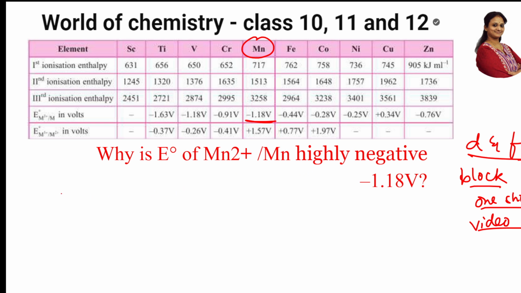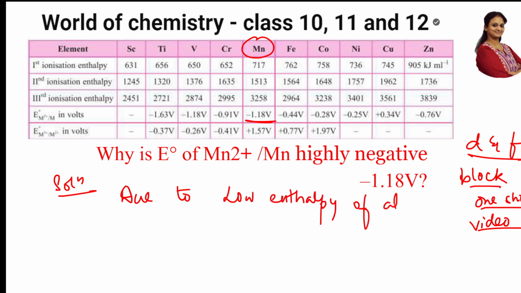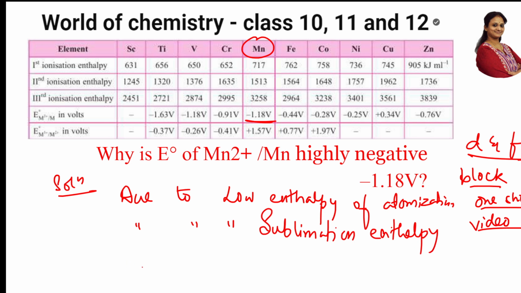Write 1, 2, 3 sentences as the reason. The answer is: due to low enthalpy of atomization, this is number one. Second, due to low sublimation enthalpy. Third, due to low ionization enthalpy. Write these three reasons. They have asked for only 1 mark, so if it is to be explained in detail, you can write these.